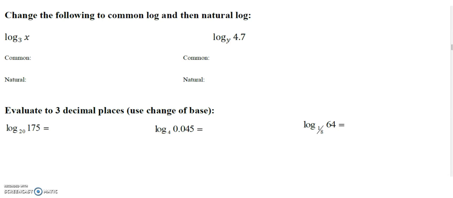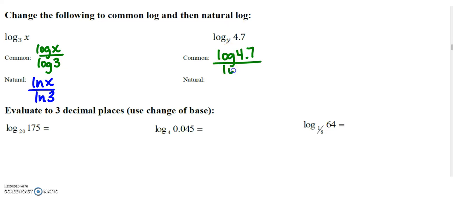So common log is going to be that base 10. So log base 3 of x would be the same thing as log of x over log 3, remember the base is going to be in the basement. The natural log then is going to be the natural log of x over the natural log of 3. Common log for this one is going to be log of 4.7 divided by log of y. Again, that old base is now the object in the basement. Natural log of 4.7 over the natural log of y.